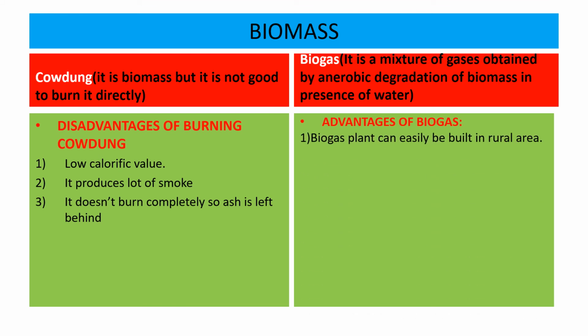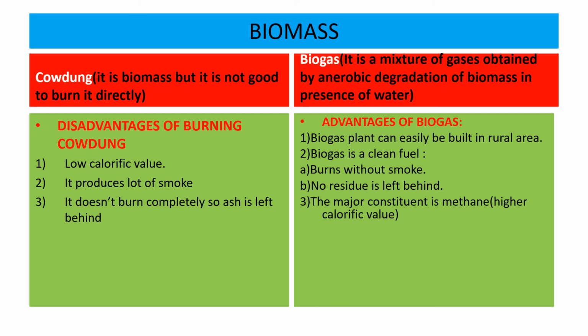ओके, तो बायोगैस क्यों? क्योंकि इसका जो प्लांट होता है बायोगैस का, वो हम कहीं भी बना सकते हैं. It can be built anywhere in the rural areas also. It is a clean fuel. क्यों क्लीन फ्यूल है ये? Because it burns without smoke. Very important. अभी तक हम देख रहे थे कि स्मोक प्रोड्यूस हो ही रहा था. This burns without smoke. Then no residue is left behind. कोई ऐश नहीं पीछे रहता है जब आप इसको यूज करते हैं.